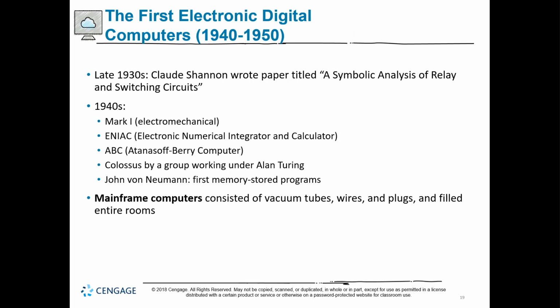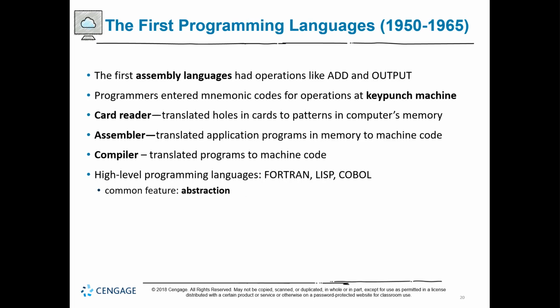In the 30s and 40s, we had groups, now businesses, being built to build digital-based systems. You'll notice in the 40s we had a mainframe computer, and it consisted of vacuum tubes, wires, and plugs, and it filled an entire room. It was large. In the 50s, we had our first assembly language. It had operators like add and output. Programmers entered code for the operations in a key punch machine.